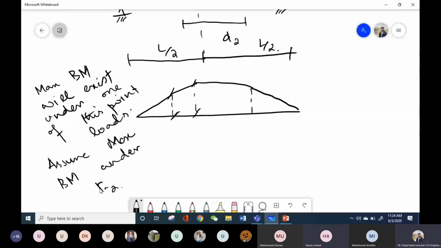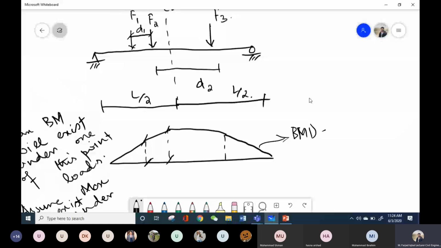Sir, is this a bending moment diagram or an ILD? Bending moment, simple bending moment diagram. So for now, we will assume that the maximum bending moment exists under this force F2. We have assumed this at the start, and we have to figure out where I should place this load F2 with respect to this center line so that I can get the maximum value of bending moment.